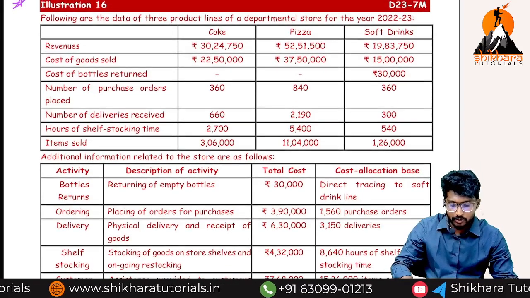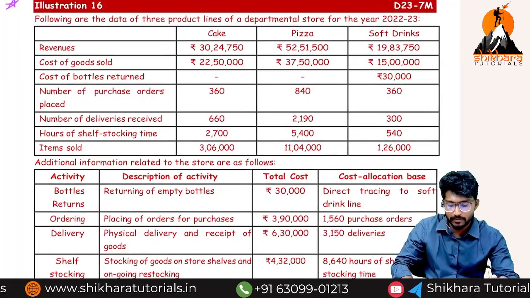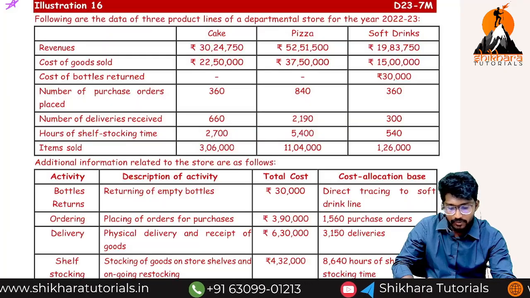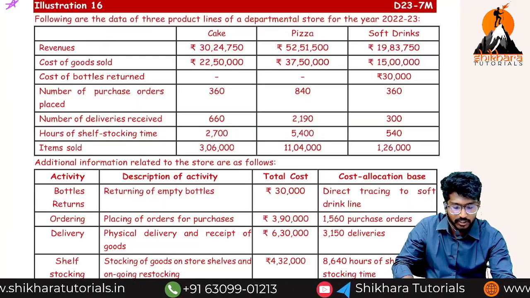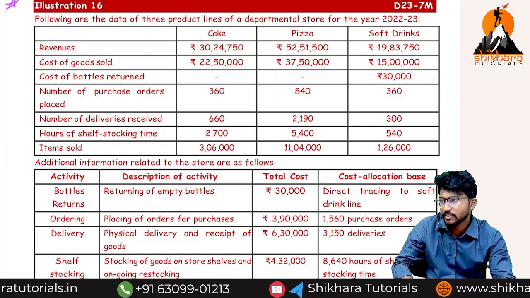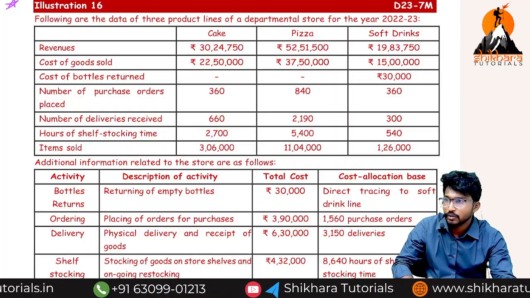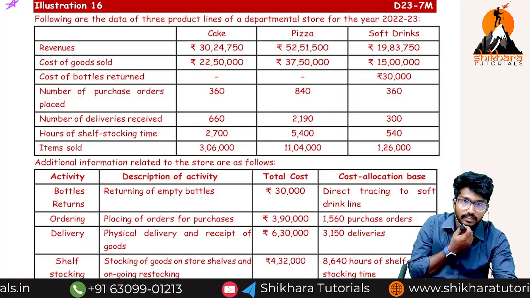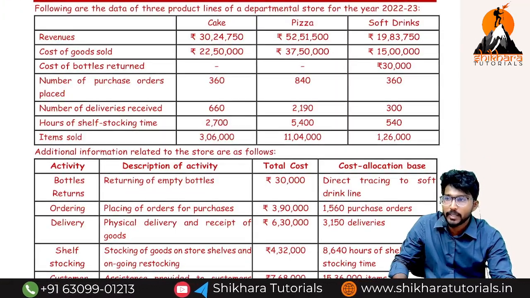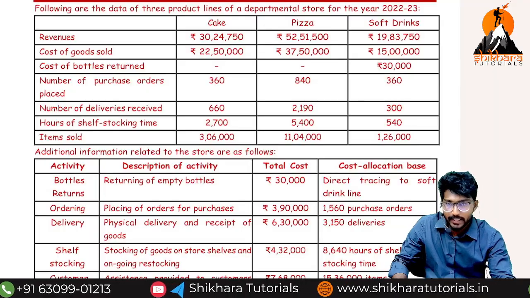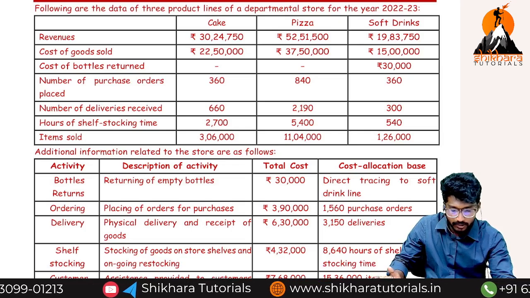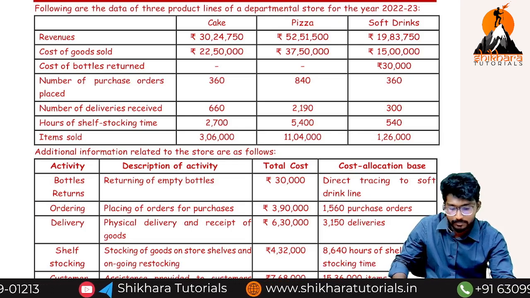Moving forward to the next question, illustration 16. From the following are the data of 3 product lines of a departmental store for the year 2022 and 23. It was asked in December 2023 for 7 marks. They have given revenues for 3 types of products: cake, pizza and soft drinks. Maybe I think it is a bakery.